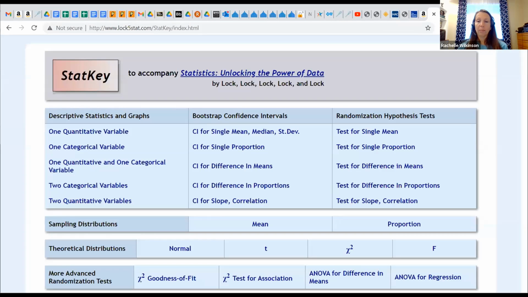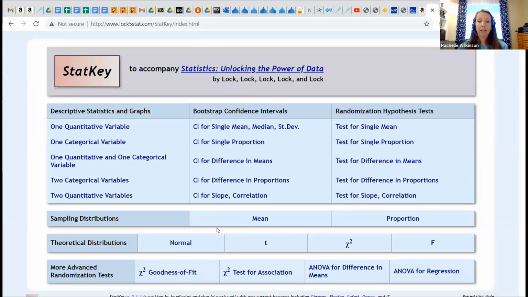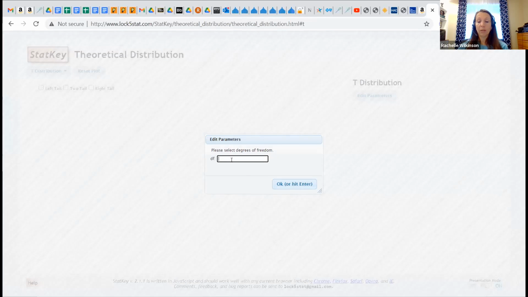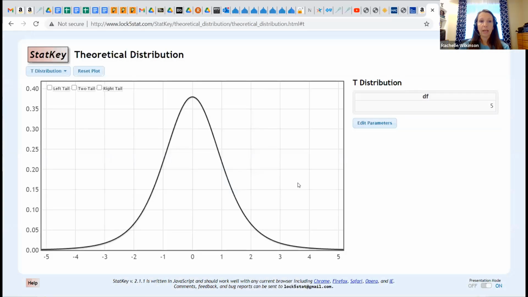I'm going to open up StatKey here, and to find t star, I would come to where it says theoretical distributions, and I would choose this t here. I put in my degrees of freedom, which in this case was only 5. And then I'm going to click on two-tail and make sure that center box has my confidence level in it. I was just doing a 95% confidence interval this time, which is the default number that comes up here. So my t star then is this number down here at the bottom.